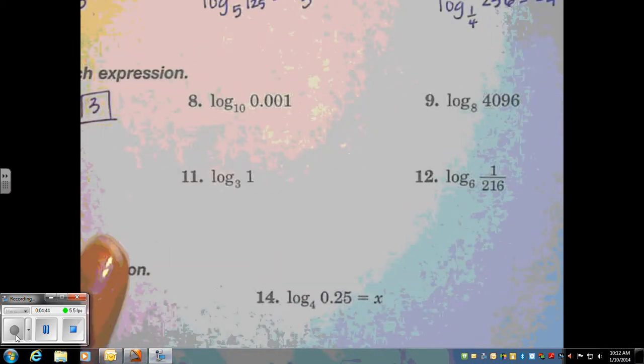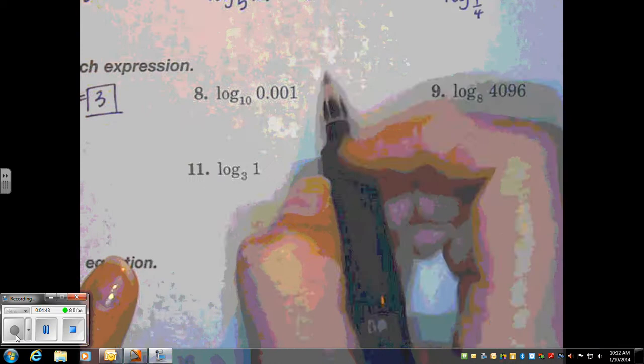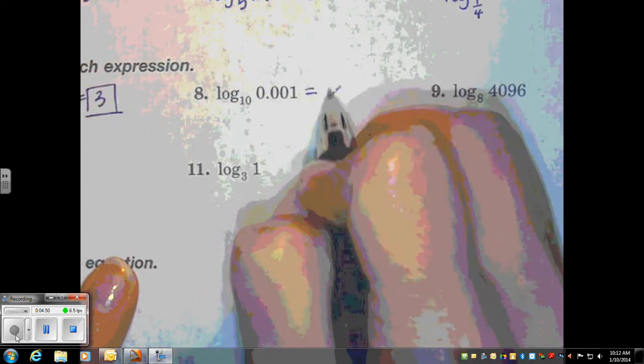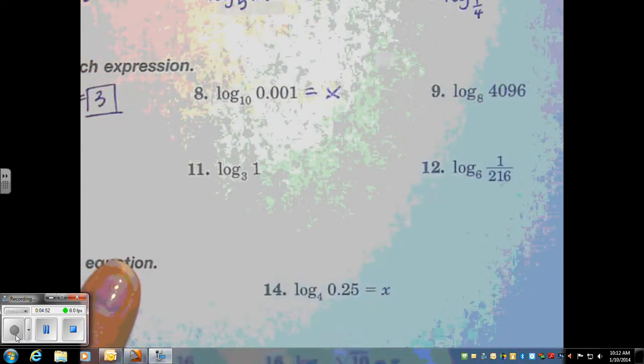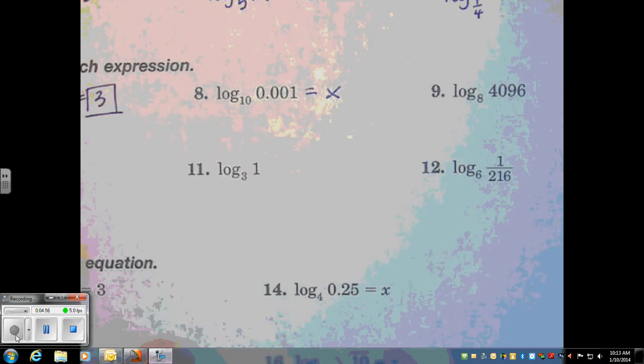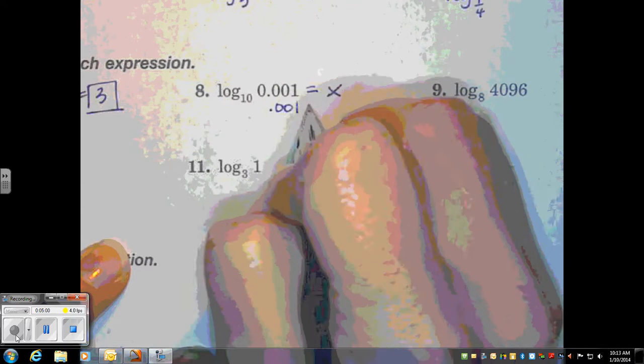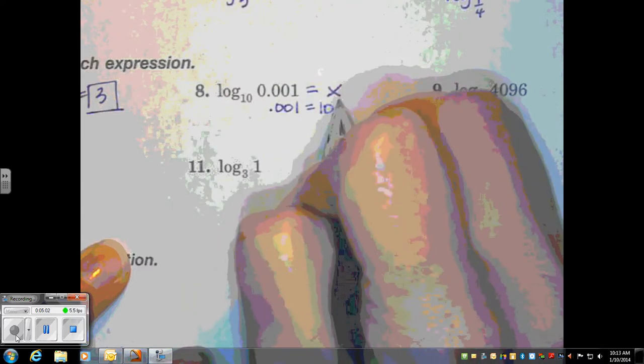Number 8. All right. They want us to find this answer. We don't know what it is. So we're going to say equals x. That's your first step. Second step, pick up your base, throw it across the river. And write small because this is several steps for this one. They're not always very long, but this one is a little bit.